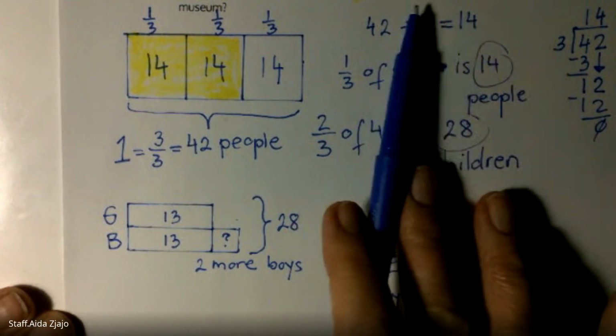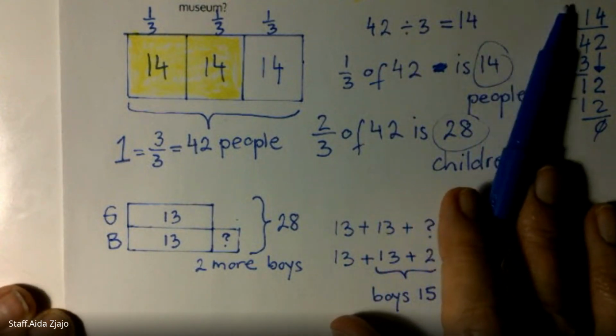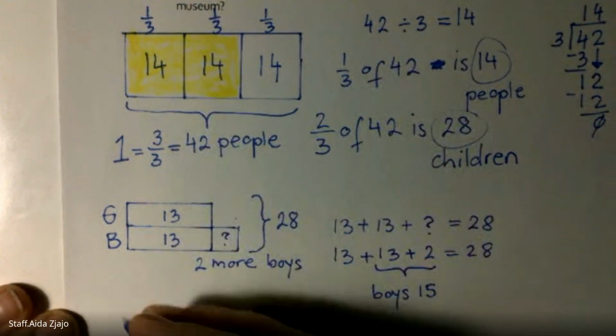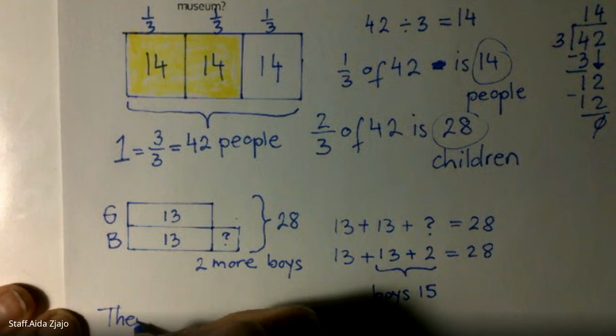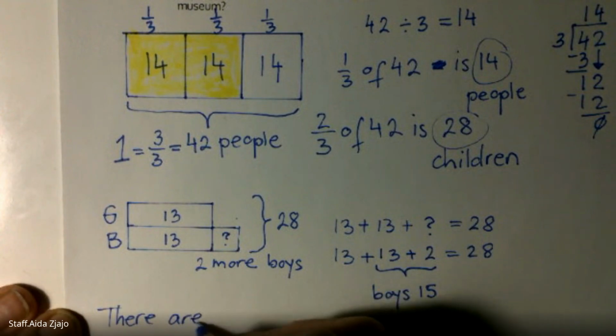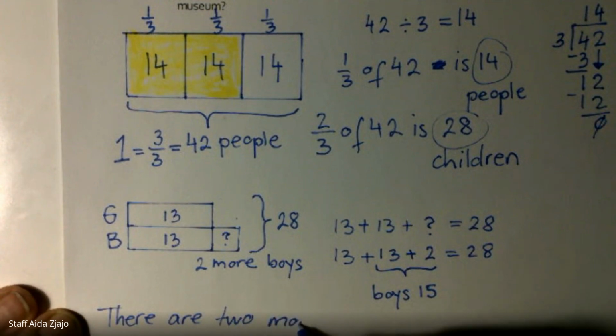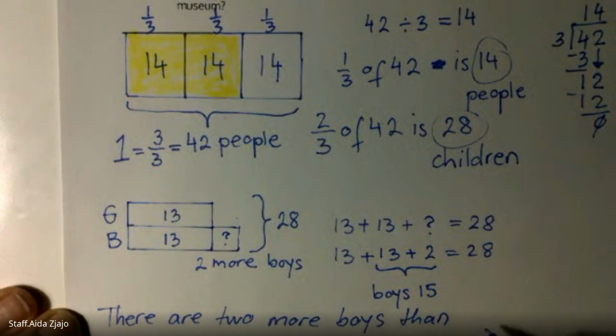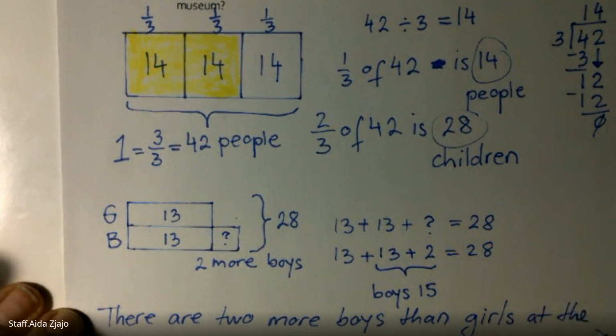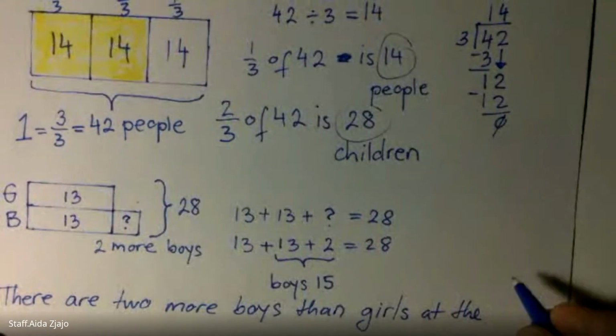So the answer is, how many more boys than girls are there at the museum? There are 2 more boys than girls at the museum.